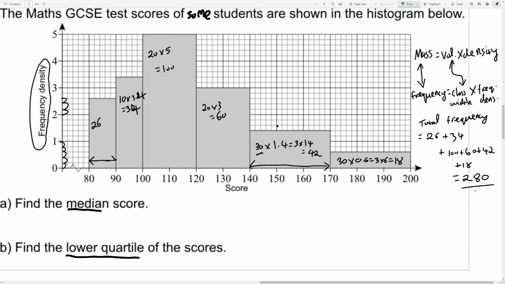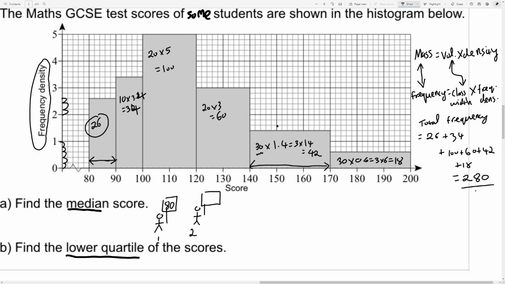The class interval 80 to 90 has a frequency of 26, which means that there are 26 pupils with scores between 80 and 90. So this person could be the lowest score, could be 80, it might be 81 or something like that. It's between 80 and 90. So this person is person number 1. Person number 2 is also going to have a score. So I'm basically arranging all of the people in order of score. Okay, imagine I'm going to write all 280 people down.